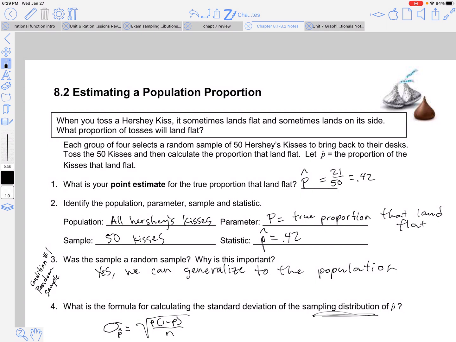And what I want you to do is, if you really want to, go out and buy 50 Hershey's Kisses and then just toss them and count in your sample of 50 how many land flat. If not, I want you to use this point estimate in number 1 that you see I wrote right here. So once you have number 1, I want you to work on 2 through 8. So I highly suggest you pause this video, work on 2 through 8, and then obviously start it again just to make sure that you did everything correctly.